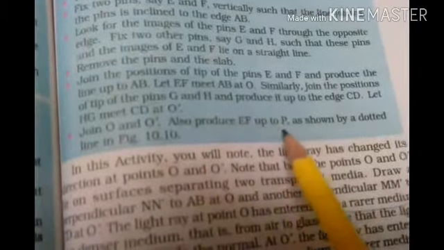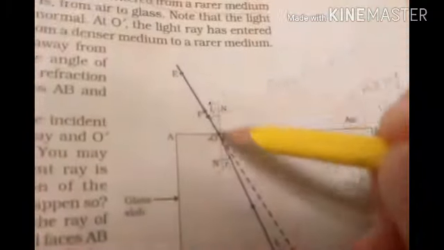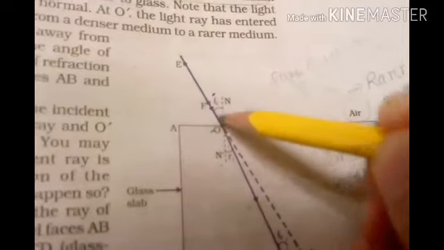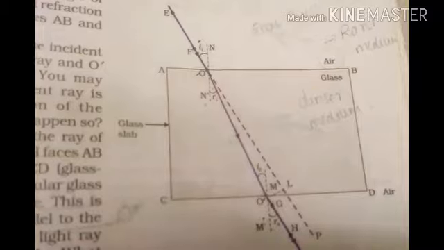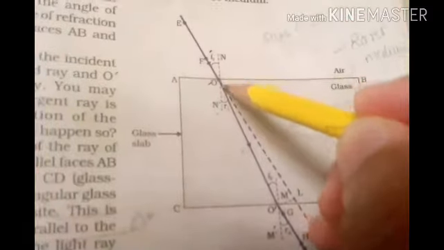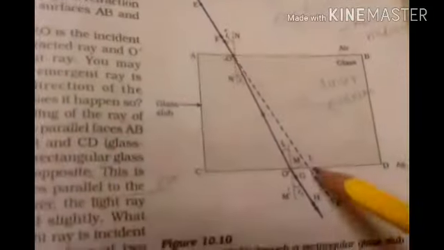Also produce EF up to P as shown by a dotted line. So EF was here. Now you just extend it from here, extend it by a dotted line like this. This will be a straight line EF. Extend it up to P.